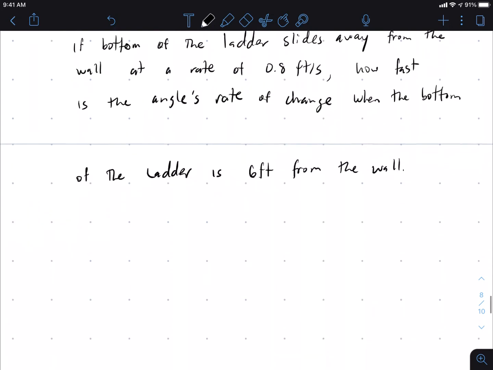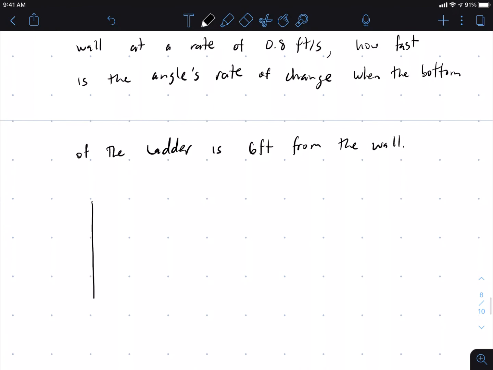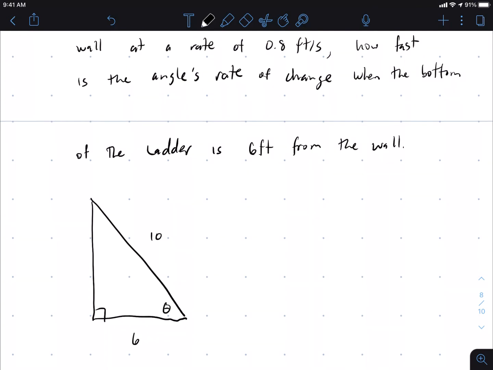Mm-hmm. Okay. So here's my vertical wall. Here's this ladder. And so we have a right angle. And we know that the ladder is 10 feet, correct? All right. What else do we know? The distance from the bottom to the vertical wall is 6 feet. So we know that this will eventually, when we're addressing it, will be 6 feet, correct? The angle that they're talking about is this angle.